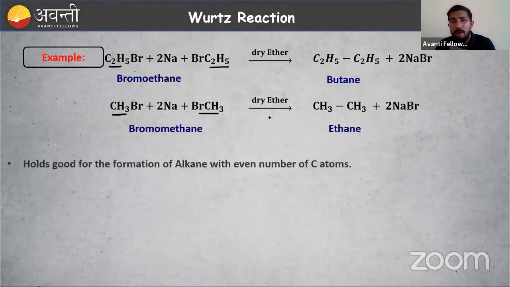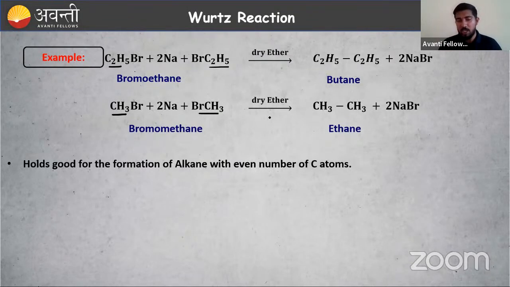So what about an odd number of carbon atoms? It is very difficult to form an organic compound with an odd number of carbon atoms using the Wurtz reaction. That is a limitation of the Wurtz reaction. So generally, the Wurtz reaction will give organic compounds with an even number of carbon atoms. So you have to remember the limitation.